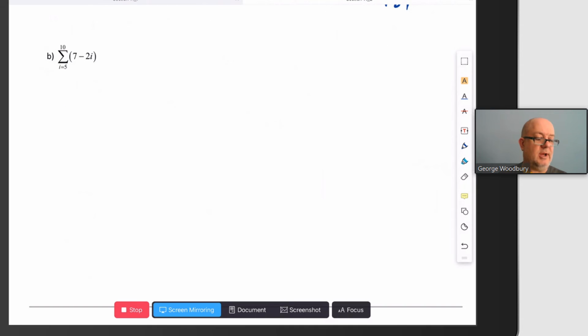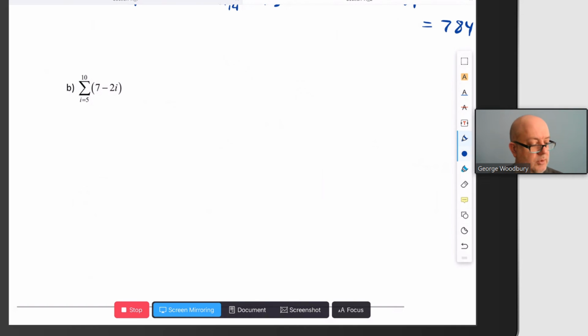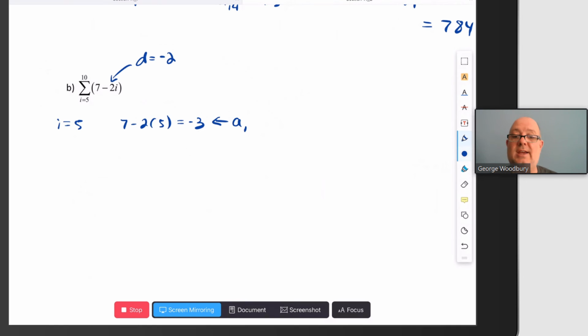We'll do one more, same idea, except this one goes from 5 to 10. So what we can do is list out some of the terms so that we can see what we're working with. 5 to 10 is not the same as starting at 1. Starting at 5 is a little different. If we put in i equals 5, we've got 7 minus 2 times 5, or negative 3. That is going to be a sub 1. The common difference is negative 2.